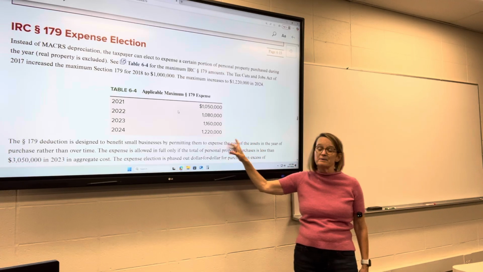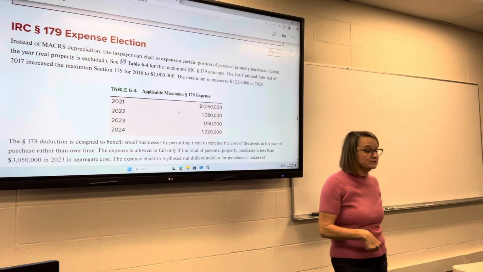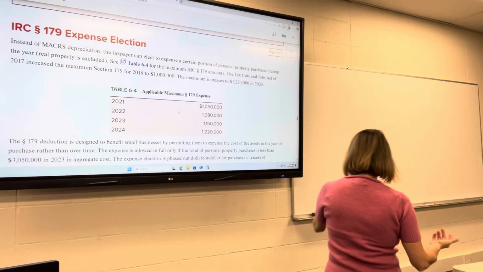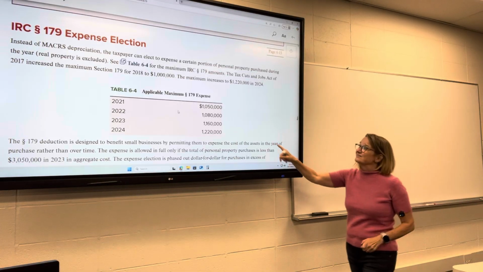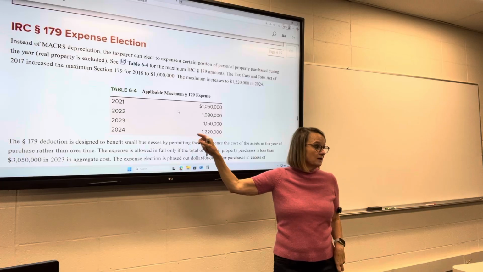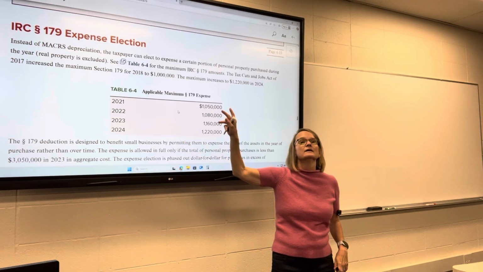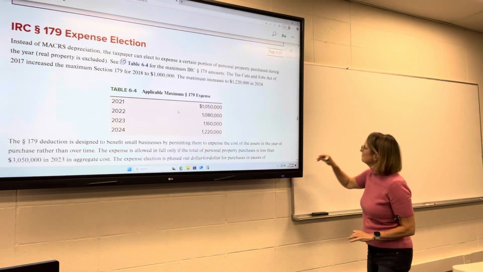They're slowly going up. In 2024 it was $1,220,000 of expense election, which means that if you had... and by the way, this applies to personal property. So we're not talking about real property here. There is an exception to that, but for right now, let's just talk about personal property.